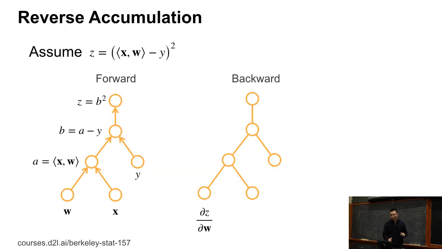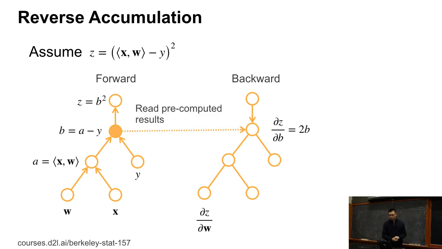OK, so let's see a concrete example. Still, given the previous example, we already have the computation graph built, and we already evaluated this graph. We call it the forward pass. Now the goal here is to evaluate partial Z over partial W. We call this the backward pass, because we start from the top node until the bottom, until the leaf. So the first step, we're going to evaluate partial Z over partial B. We know the result is 2B because of the definition of Z.